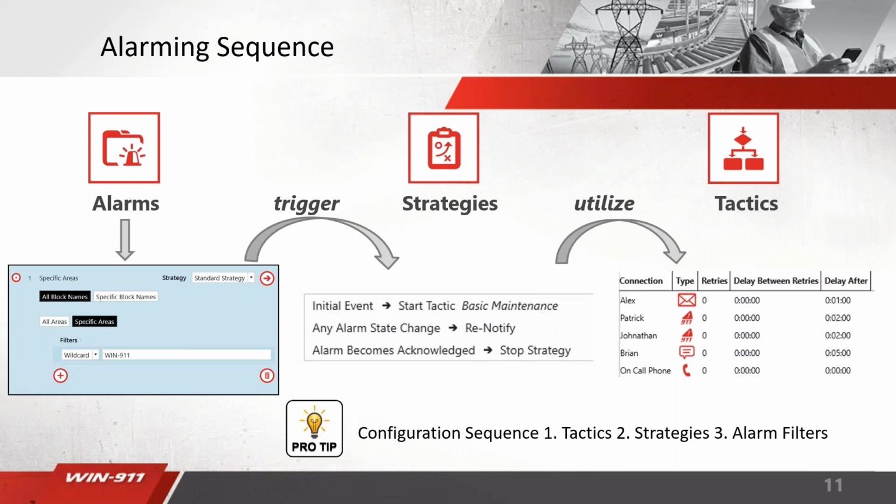Quick note here about that alarming sequence. You have your filters that you want to bring alarms in, and you set those filters, as you can see in the screenshot on the left side there, to a strategy. That strategy is triggered as soon as that alarm filter criteria is matched. The strategy is the set of those rules in the middle. You see initial event starts a tactic. Any alarm state change is going to re-notify if you want that option turned on. You can also turn it off. Alarm becomes acknowledged, stop the strategy. So that's your set of rules, a strategy. And the initial event start tactic, that's your actual call-out list. It utilizes that tactic you've created to send out the emails, voice calls, SMS, the mobile app notifications, whatever you've decided to add as your contacts that are getting these notifications. So alarms trigger your strategies, which utilize your tactics, which is your call-out list.